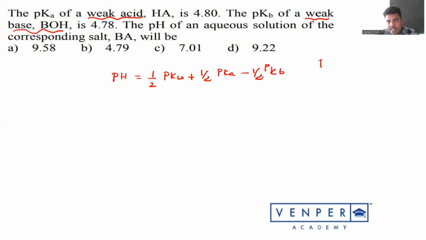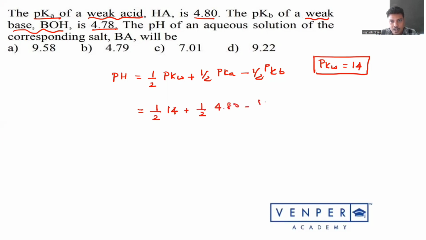What is pKw? That is the ionic product of water, and the value is 14. Now look at the question. They ask for the pK values. The pKa value given is 4.80 and the pKb value given is 4.78. Now apply the direct formula. We get 1 by 2 into pKw, which is 14, plus 1 by 2 into the pKa value, 4.80, minus half into the pKb value, 4.78. If you do the calculation, the pH value we get is 7.0. Therefore option C is correct for this question.